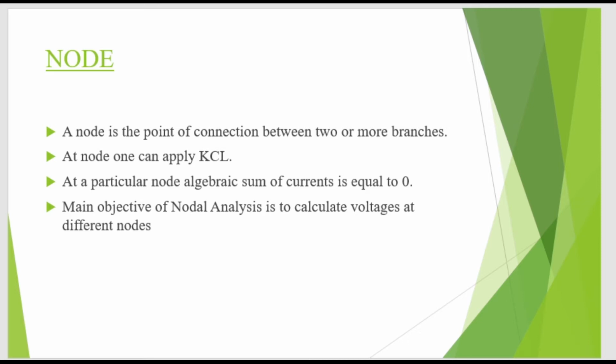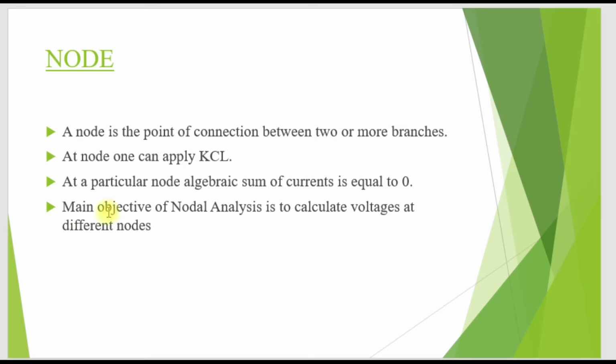We have already seen mesh analysis in my previous video. Mesh analysis mainly deals with Kirchhoff's voltage law. Here, at a particular node, you can apply Kirchhoff's current law. Kirchhoff's current law states that the algebraic sum of currents meeting at a junction or point is equal to 0. That means the sum of incoming currents will be equal to the sum of outgoing currents.